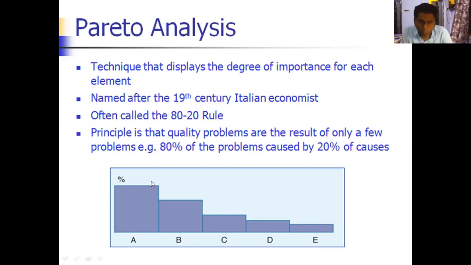So most of the quality oriented problems are due to A and B. So it is concluded from different analysis. Researchers have seen that 80% of the quality related problems are caused by 20% of the causes.